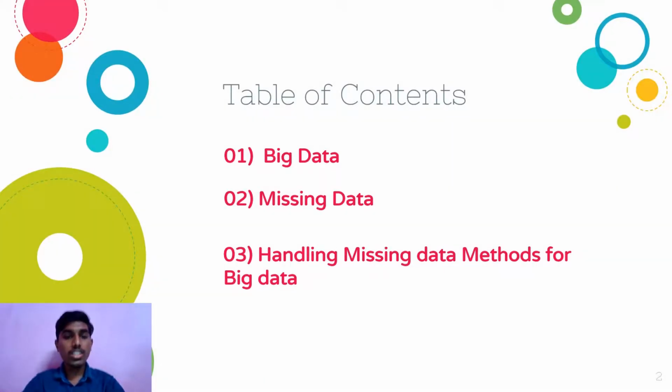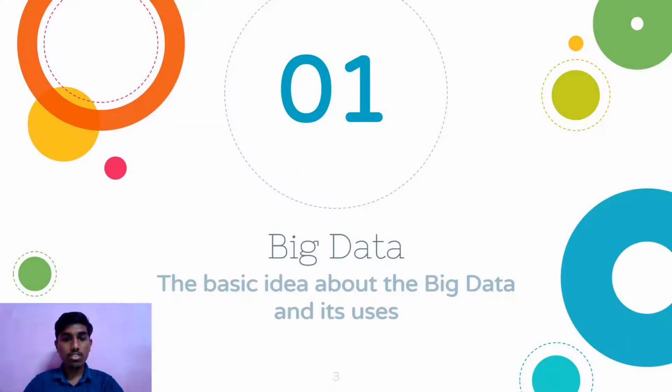So I mainly divided the content into three parts. In the first part, we are going to discuss the big data. In the second part, we are going to discuss the missing data. In the third part, we are going to deal with handling missing data methods for big data. First one, big data, the basic idea about big data and its uses.